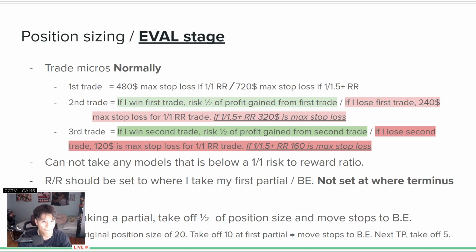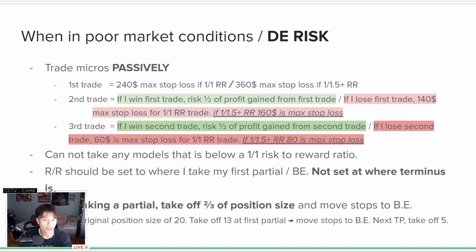And this goes back to why I like trading micros. Like I said, you're not able to have this type of flexibility with trading minis. But with micros, it's a lot more fluid, and you have a lot more wiggle room. If you guys want to take a screenshot, you can take a screenshot there. Like I said, this is whenever I'm trading normally, so these numbers might be a little bit larger, and it's also eval stage. And let's get into the actual de-risk conditions.